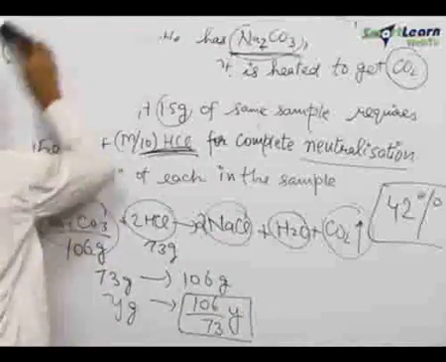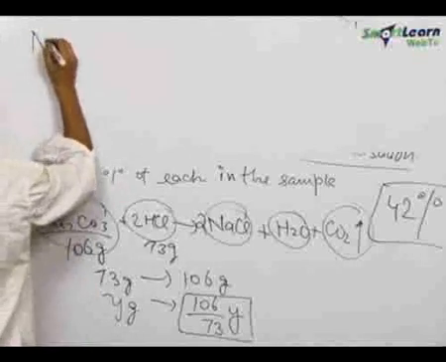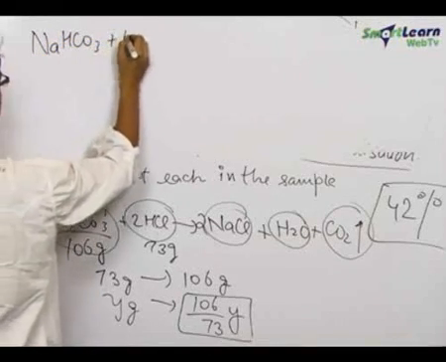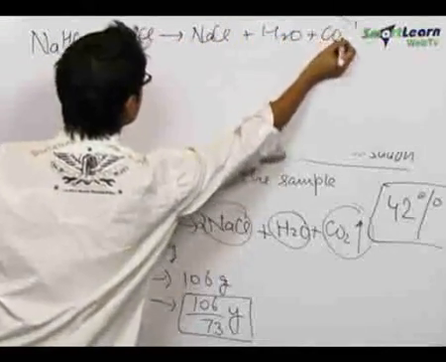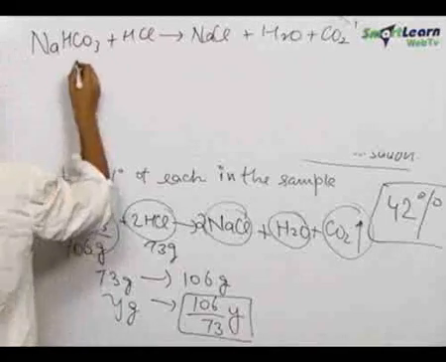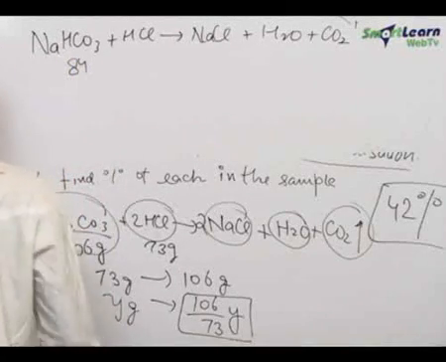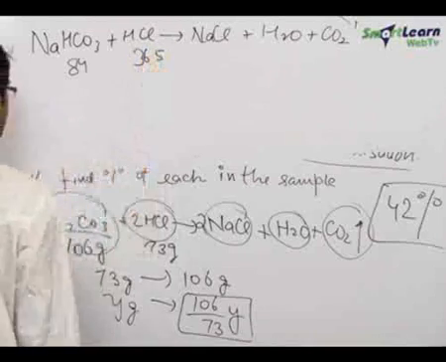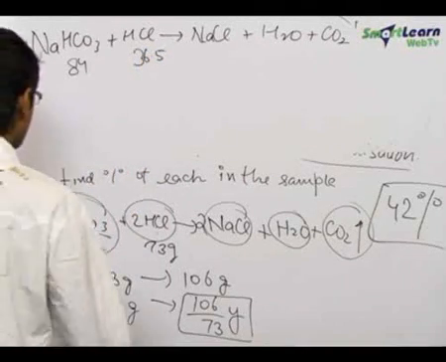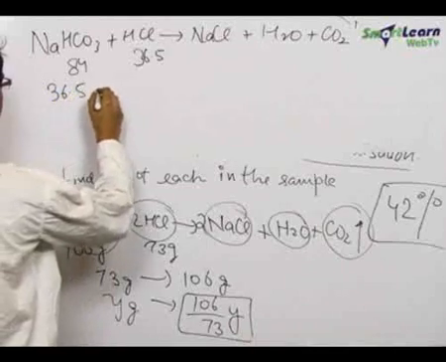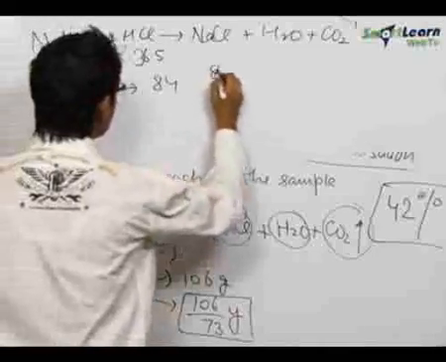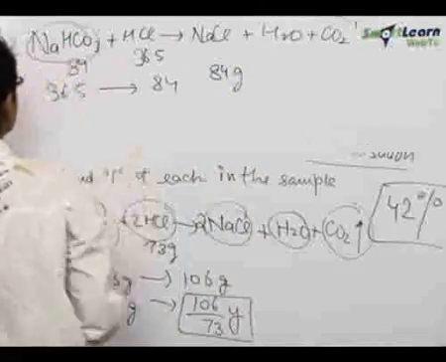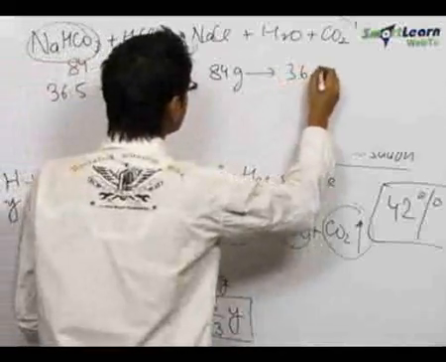Now we will write the second reaction, which is the reaction of NaHCO3 with HCl. The reaction is as follows: NaHCO3 plus HCl gives NaCl salt plus water plus CO2. Now this NaHCO3 is 84 and this HCl is 36.5. So what we get is that 84 grams of NaHCO3 is utilizing 36.5 grams of HCl.